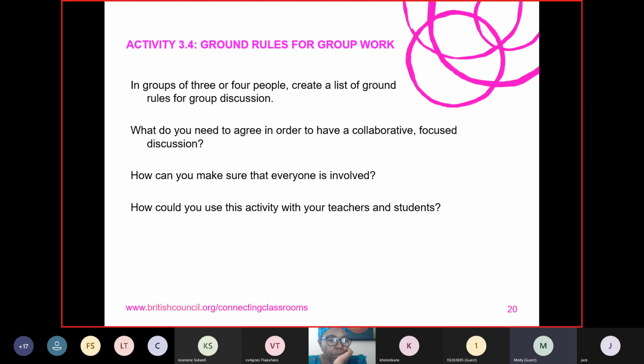Sizibuye, we got some points coming in. Every member should give an input in the group. There should be a leader in the group. Raise up hands when you want to speak.